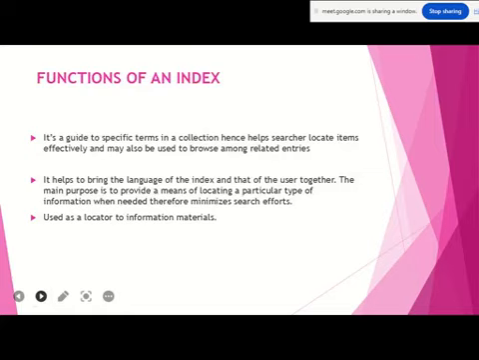What are some of the functions of an index? Someone? You can read through the slides. What are some of the functions of an index? Yes, Barbara. Take us through the first function of an index.